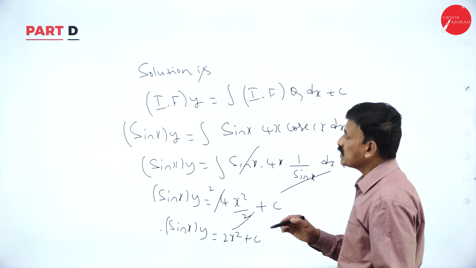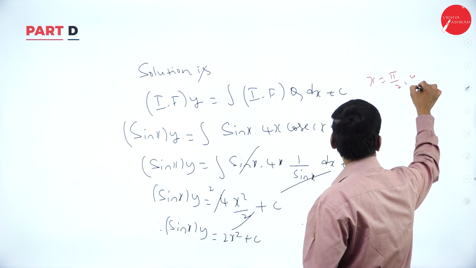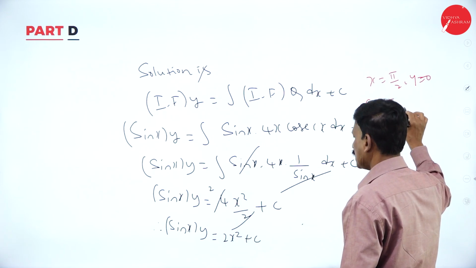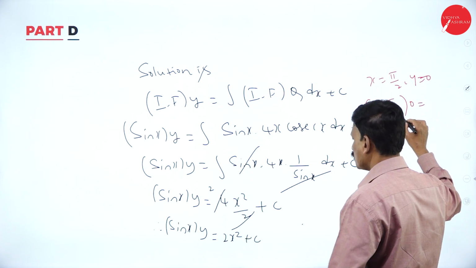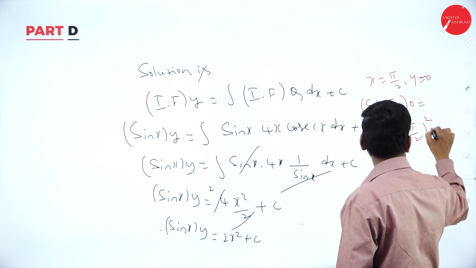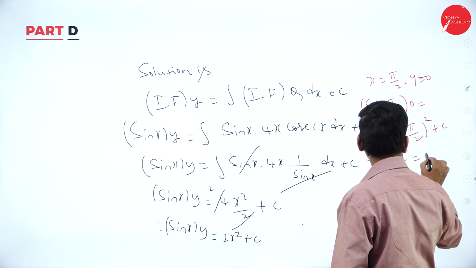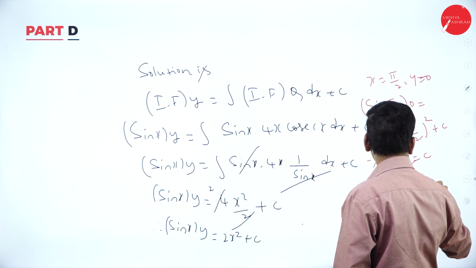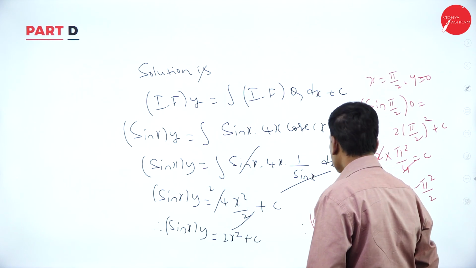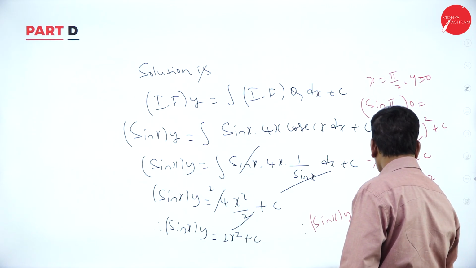Now further, what is the condition given? When x is equal to pi by 2, y is equal to 0. Substitute here: sin 90 into y, which is 0, is equal to 2 into pi by 2 whole square plus c. That means 2 into pi square by 4, with a minus sign, is equal to c. The 2's cancel, so c is equal to minus pi square by 2. Therefore sin x into y is equal to 2x square minus pi square by 2, which is the required answer.